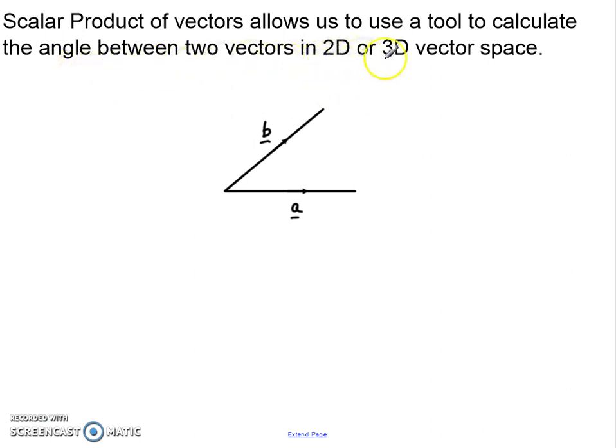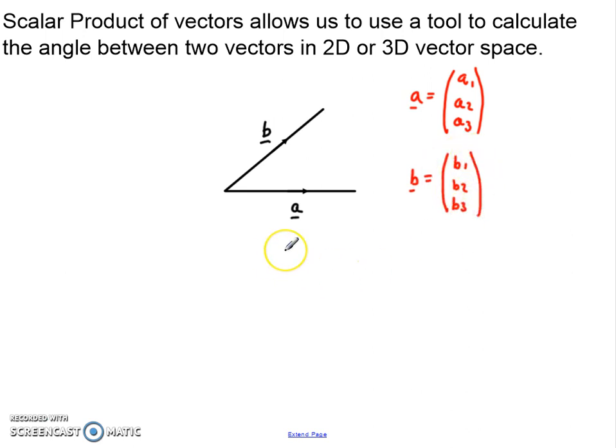Now the scalar product of vectors allows us to use it as a tool to help calculate the angles between two vectors in 2D or 3D space. So it can't be used in 2 dimensions, but is generally extrapolated out at this level to work in 3D. Now imagine we've got two vectors here, a vector A and a vector B. What I'm going to tell you is the vector A is going to be given by A1, A2 and A3, so 3 elements in A, and the vector B is going to be given by B1, B2 and B3.